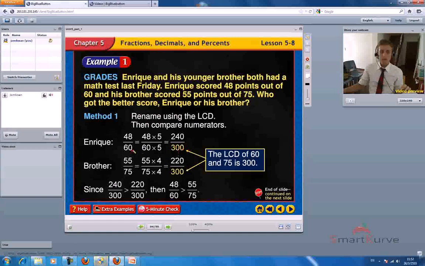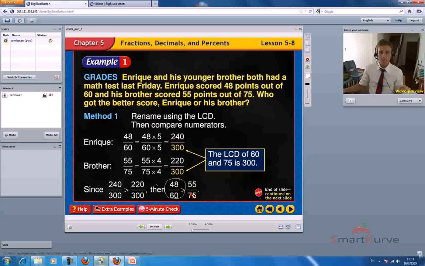Okay, compare fractions. Enrique and his younger brother both had a math test last Friday. Enrique scored 48 points out of 60, and his brother scored 55 points out of 75. Who got the better score, Enrique or his brother?